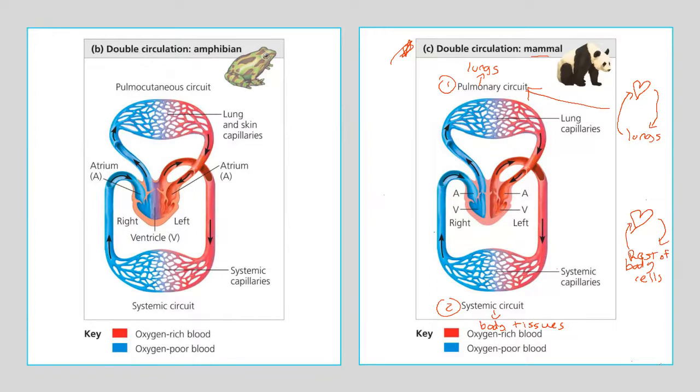So, for example, in the systemic circuit, it could be the cells in your toes, the cells in your fingers, the cells in your head, pretty much everywhere except for the lungs. Those are your two circuits. Now, I'm going to erase this, so make sure you copy before I erase. 3, 2, 1.